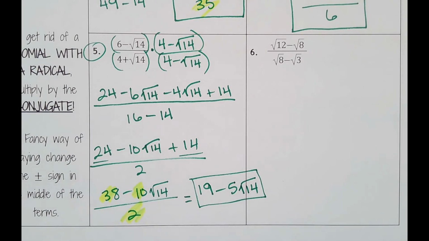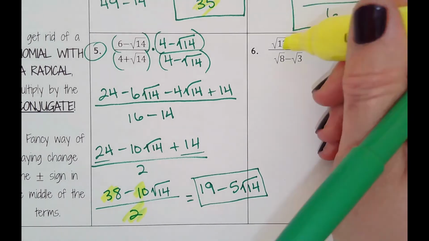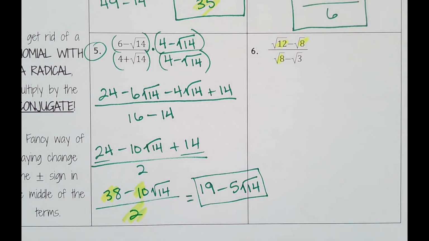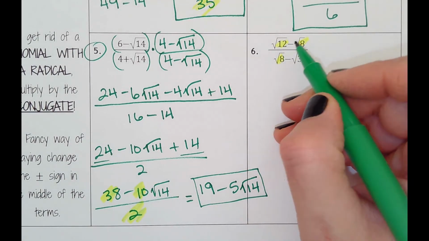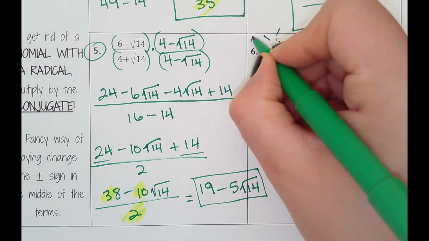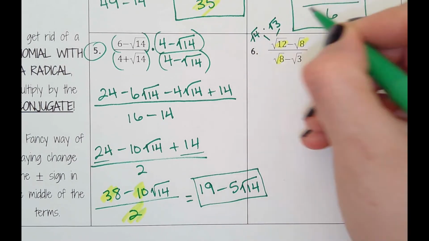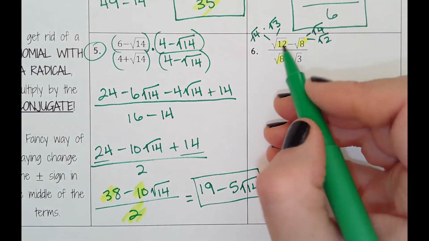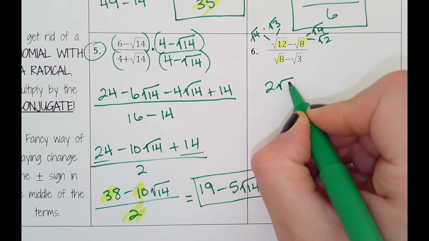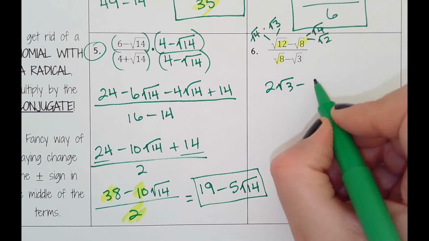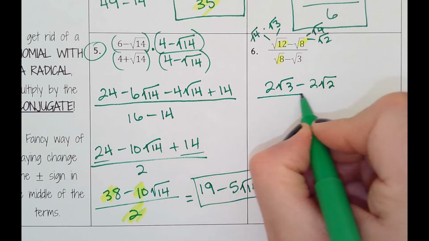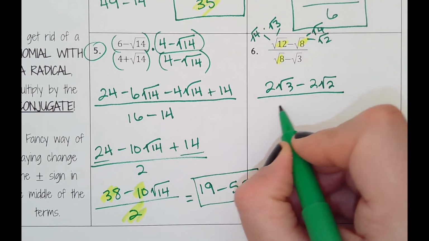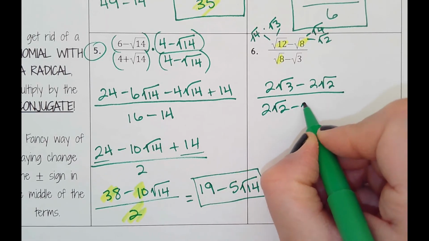Okay, number 6. I see a problem with number 6 because I see the square root of 12 and the square root of 8. They both have a perfect square of 4 in them, so I would reduce them first. Okay, so 12 would be the square root of 4 times the square root of 3, and 8 is the square root of 4 times the square root of 2. So this would be 2 square roots of 3 minus 2 square roots of 2. This is another one to be fixed. That would be another 2 square roots of 2 minus square root of 3.